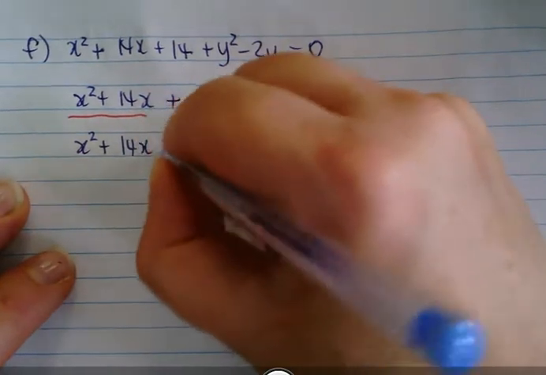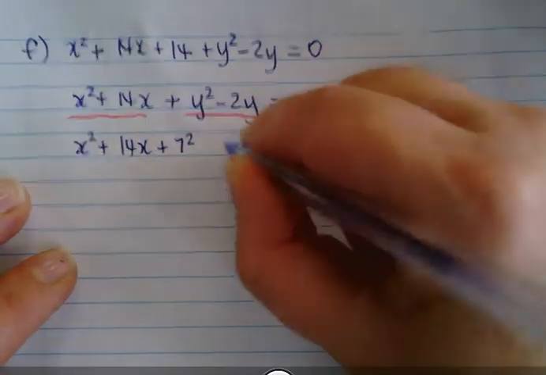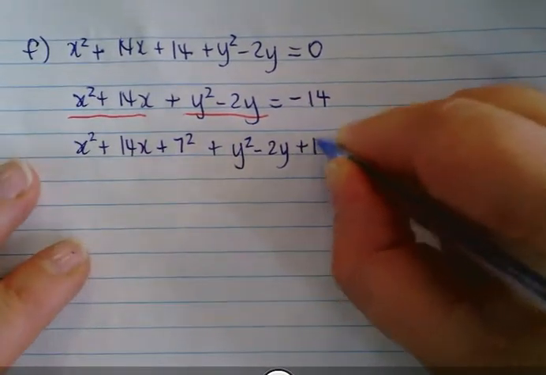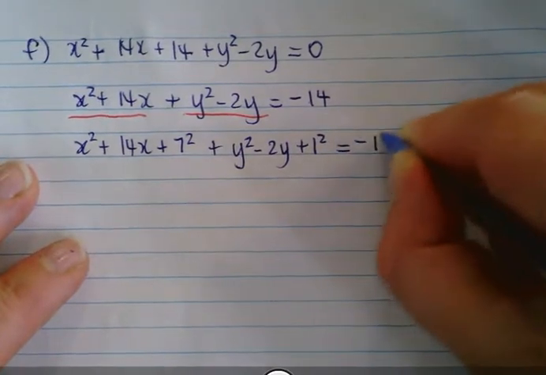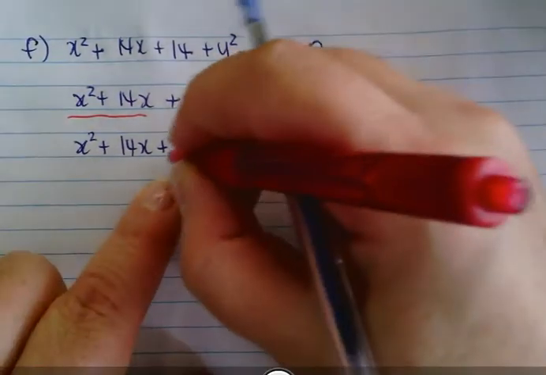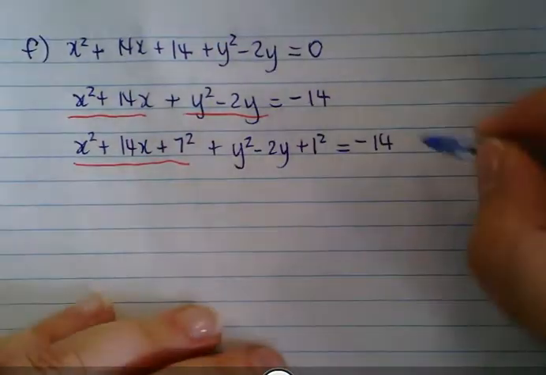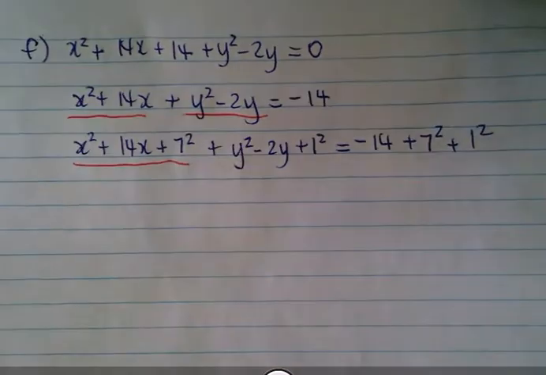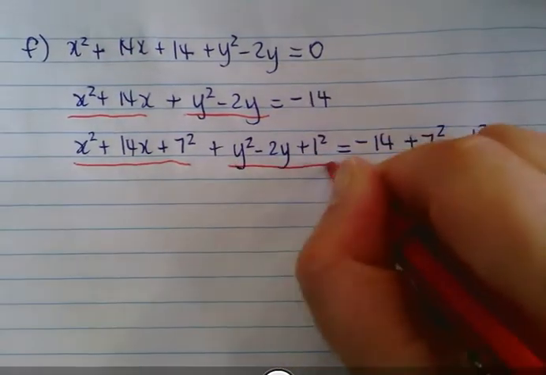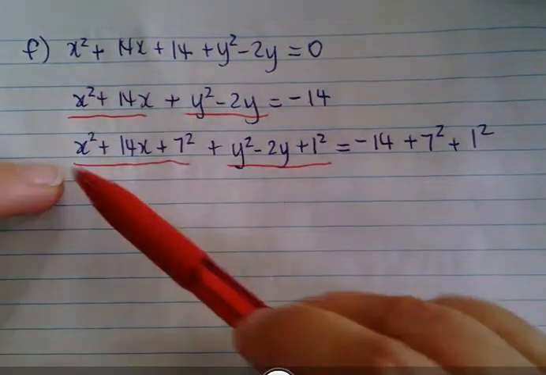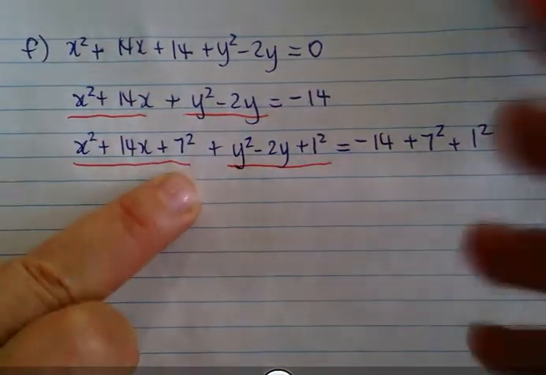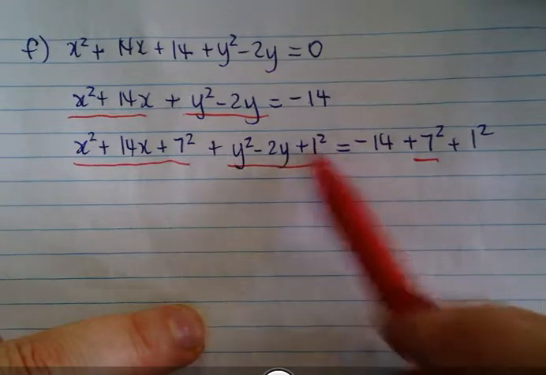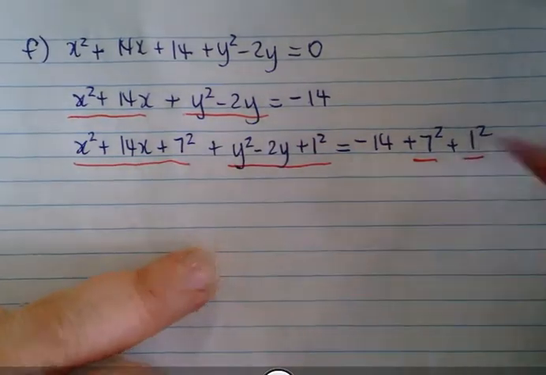Half of 14 is 7. So 7 squared. And half of 2 is 1 squared. So I've got the -14 there. What have I added to both sides? I've added 7 squared to both sides. And what else did I add? 1 squared. Okay. So the x squared plus 14x became x squared plus 14x plus 7 squared. But we added the 7 squared to both sides. And then the y squared minus 2y became y squared minus 2y plus half of 2 is 1. So adding 1 squared to both sides.